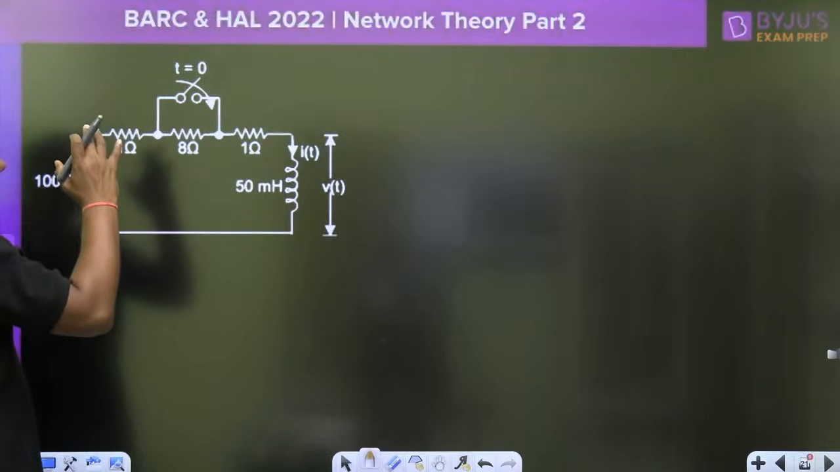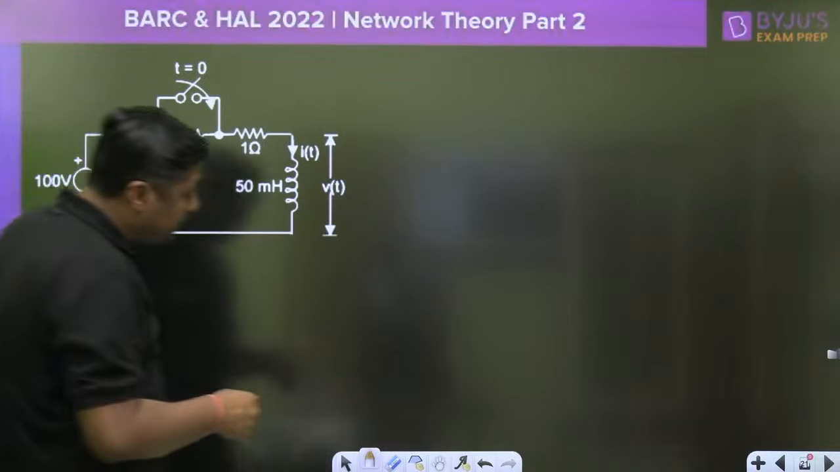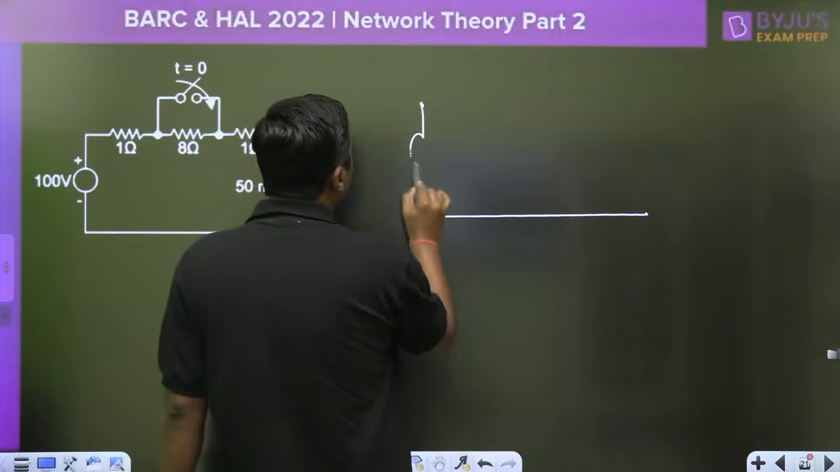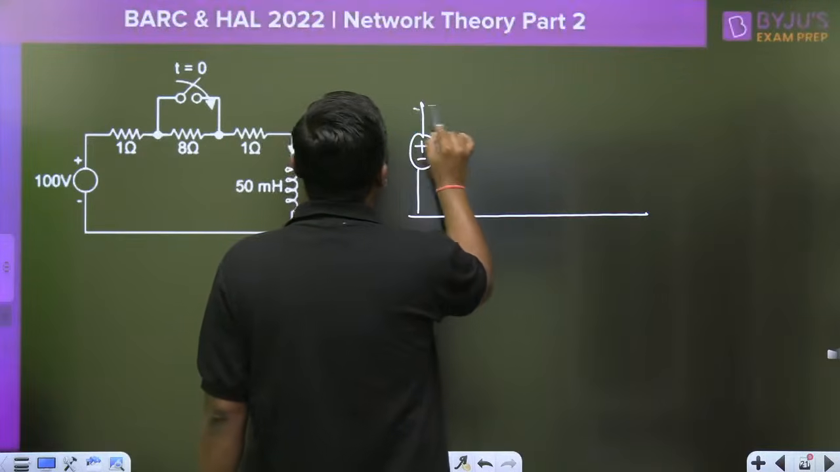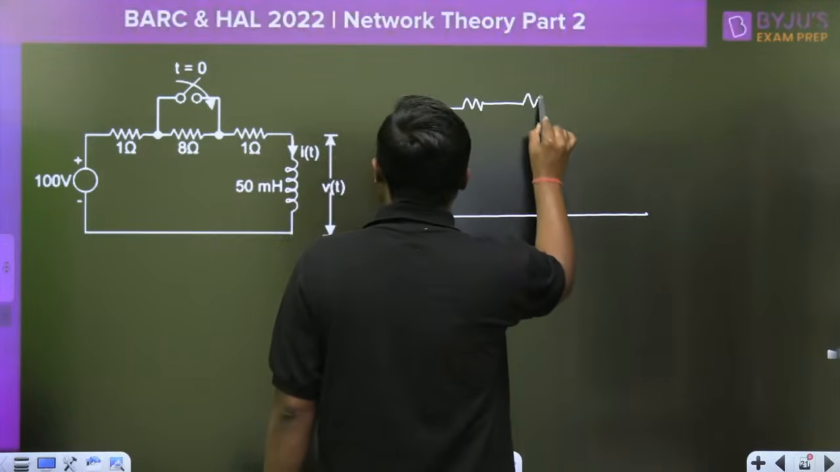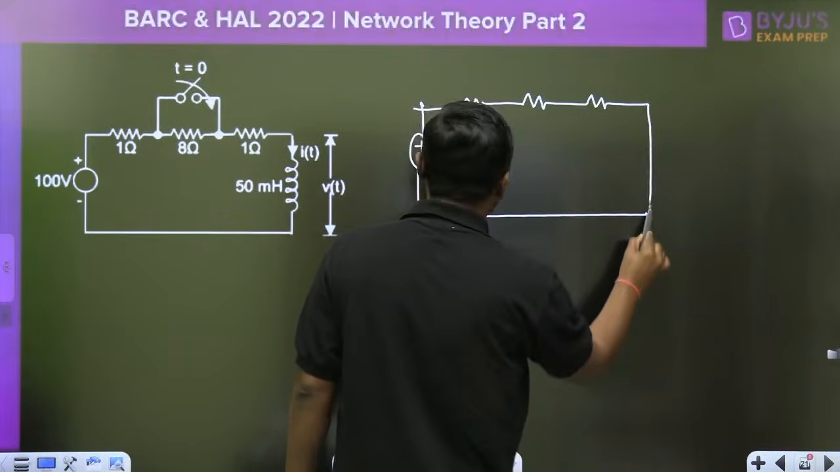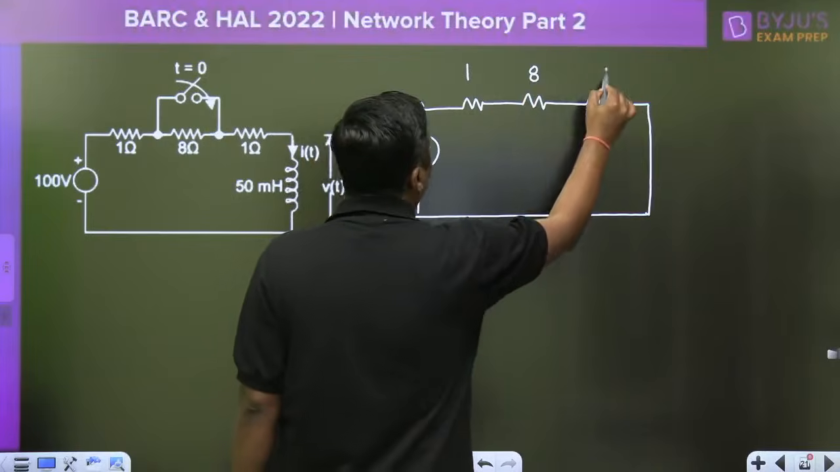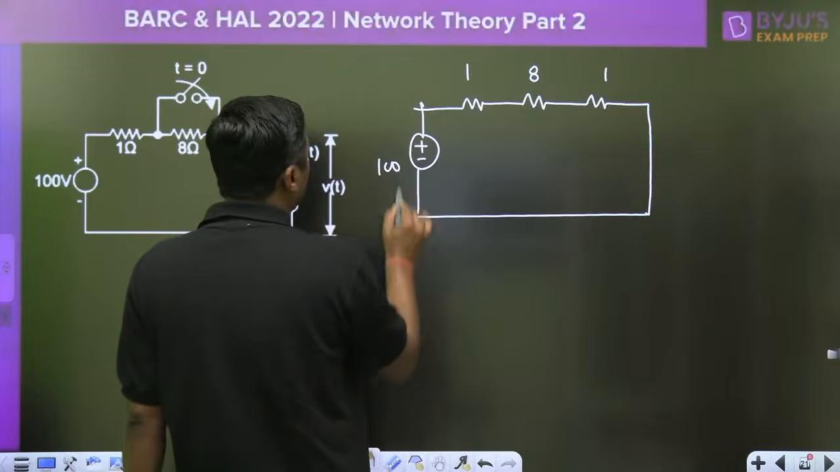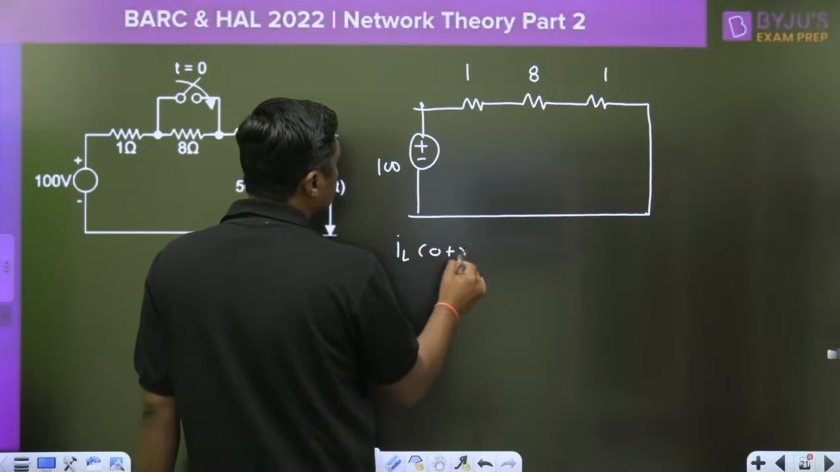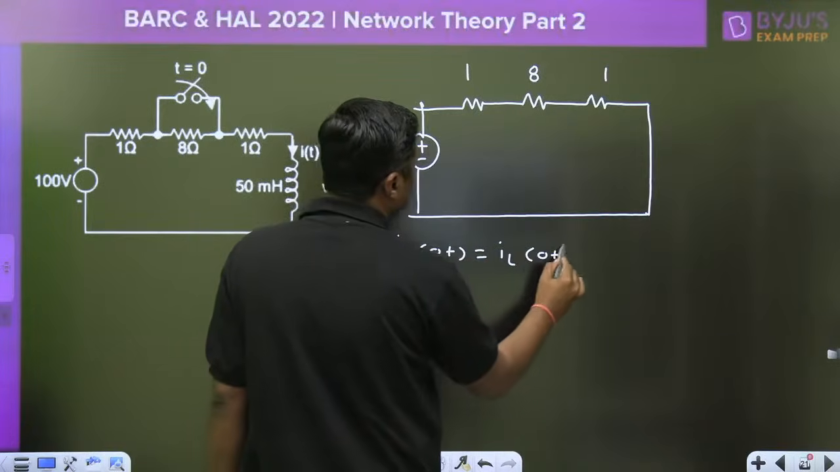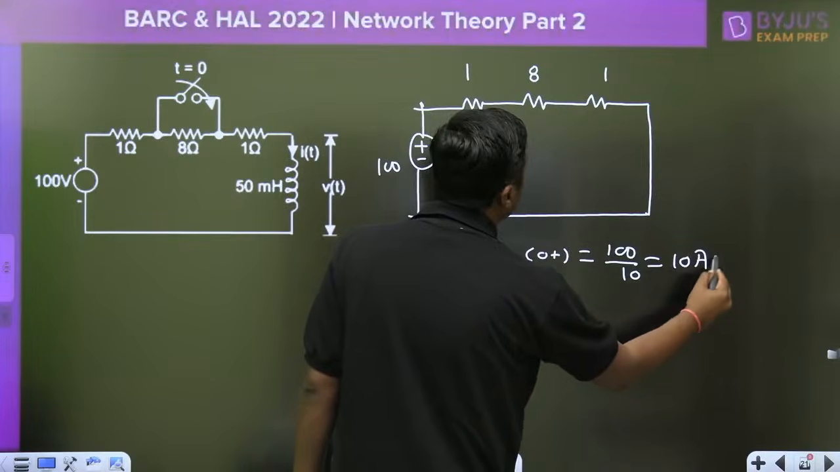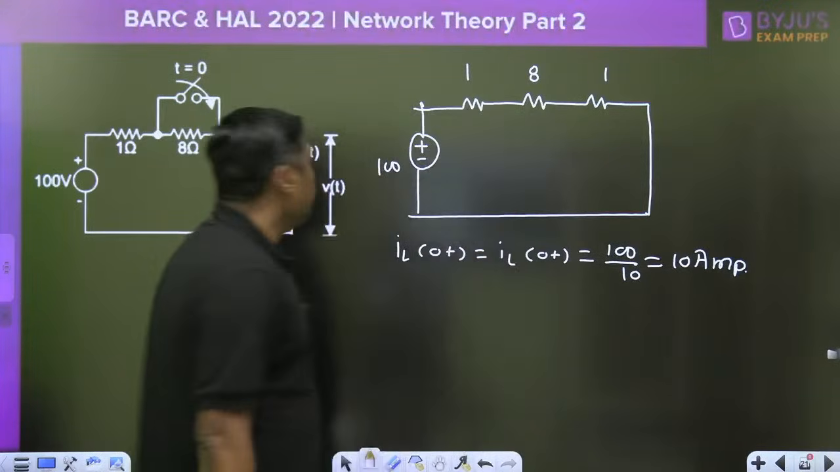Exactly at t equal to 0, the switch is open. Inductor will act as what? Short circuit. What will be the current through the inductor? Because inductor does not allow sudden change of what? Current. Inductor will act as short circuit. 1, 8, 1. This is the 100 volt. So what is the initial current? 100 by 10, that is what? 10 ampere. 10 ampere will be the current.